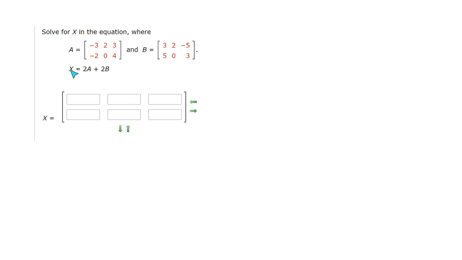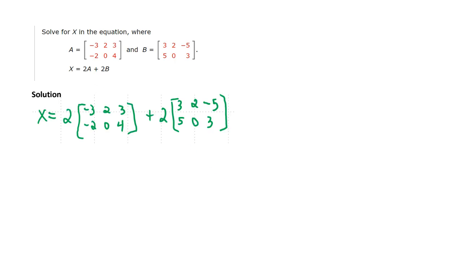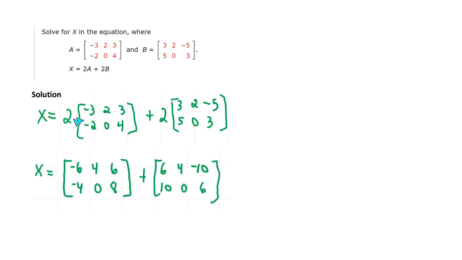Solve for X in the equation. So here we want to solve for X. So you're going to multiply 2 times A and 2 times B and then add them together. So I have my matrices. And then it's 2 times -3 is -6. 2 times 2 is 4. 2 times 3 is 6. 2 times -2 is -4. 2 times 0 is 0. 2 times 4 is 8. And then on this side we have 6, 4, -10, 10, 0, and 6.